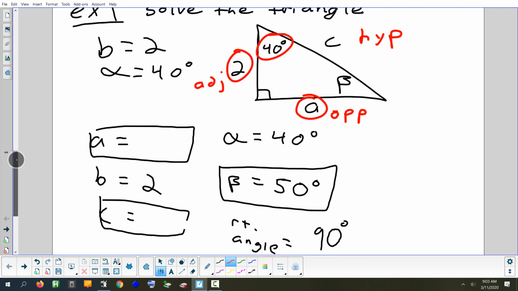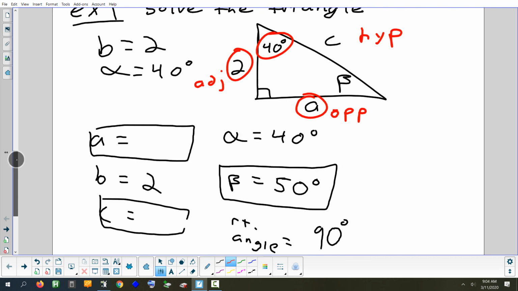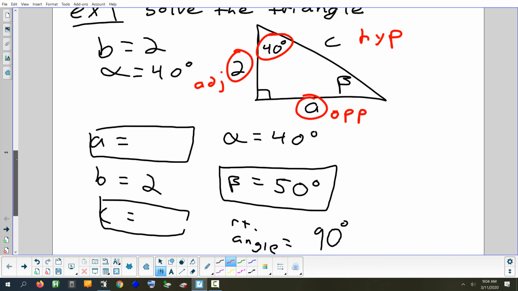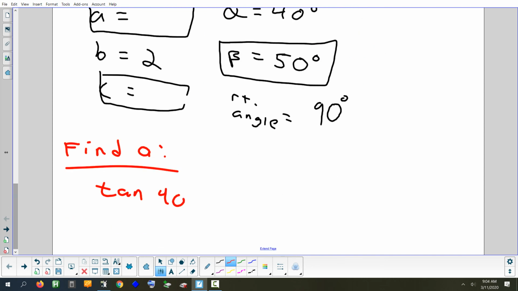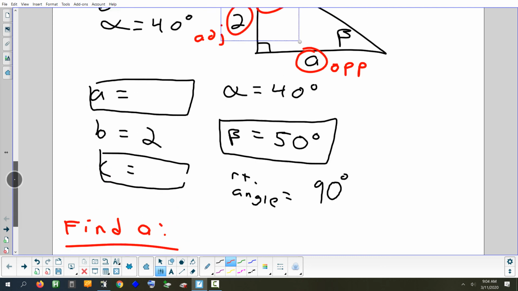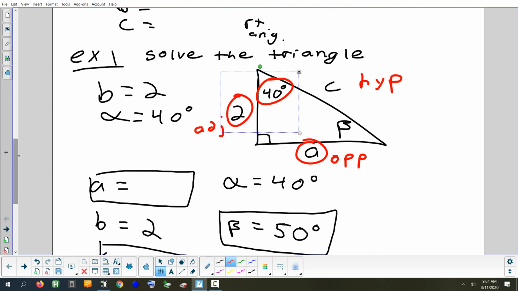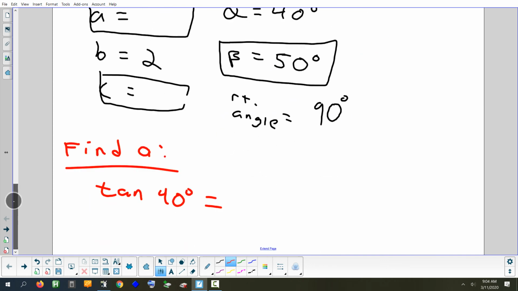And it's always tangent of your angle. What's our angle that we're using? It's circled right there. Tangent of 40 degrees equals. And Nick, what did we say the definition of tangent is? Opposite over adjacent. Opposite over adjacent. A over 2.